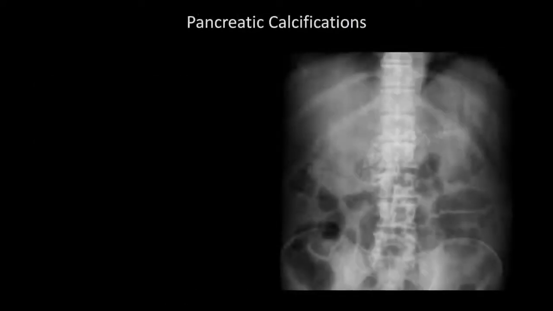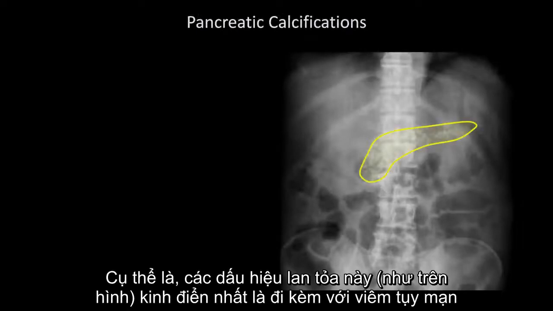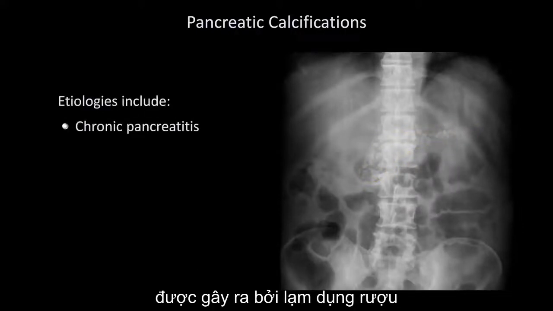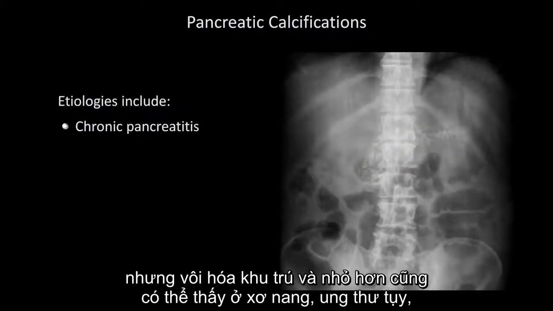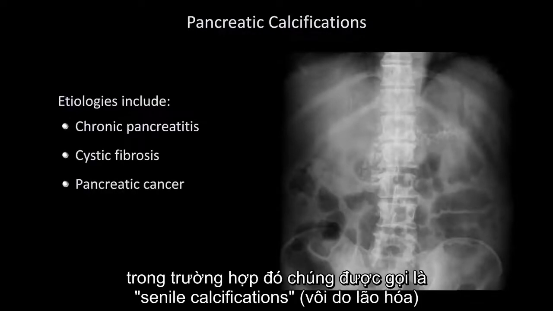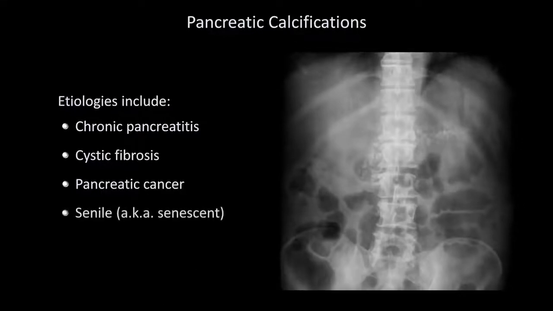And here is an example of pancreatic calcifications. This finding, particularly when diffuse, as in this image, is most classically associated with chronic pancreatitis, such as that caused by chronic heavy alcohol use. But focal and or smaller calcifications can also be seen in cystic fibrosis, in pancreatic cancer, and even rarely as a finding only related to advanced age, in which case they are referred to as senile calcifications.